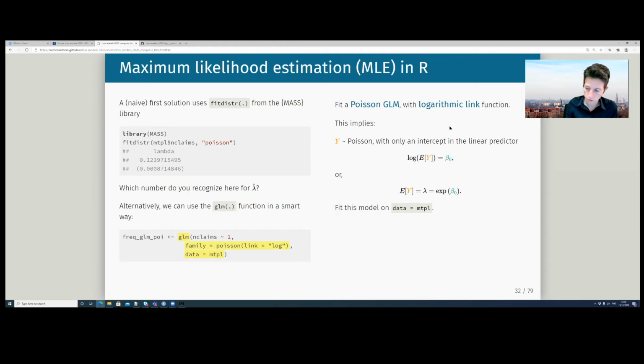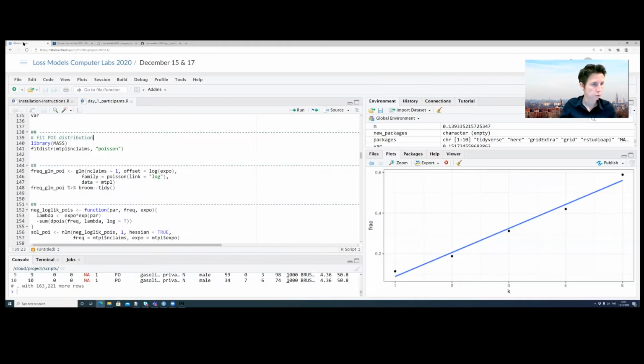The code is very simple, I would say. You just load this library MASS, you call the function fitdistr, and you say, okay, I want to fit this distribution to the following outcome, the number of claims, and which distribution do I want, the Poisson. Then the result for lambda and the standard error that comes with it is given as such. So my question to you is, do you recognize this number, and why is this solution not appealing to us? You can try it yourself and reflect a little bit on it.